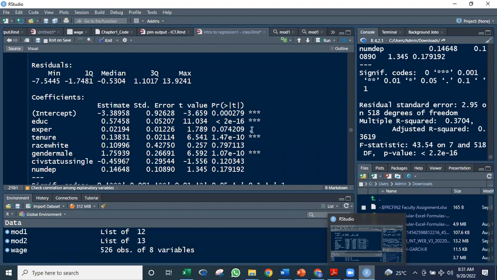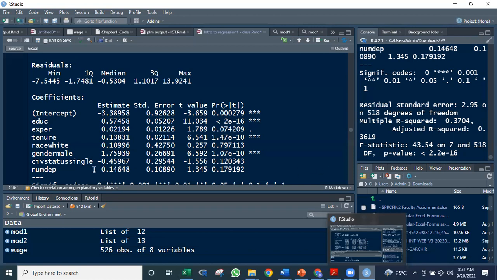We are using a level of significance of 5%. So this is 0.07, so we are going to fail to reject the hypothesis that the experience coefficient is equal to 0. Tenure, that's 0.14 times tenure. Race white is not significant. Gender male is significant. Civil status is not significant. Number of dependents is not significant.